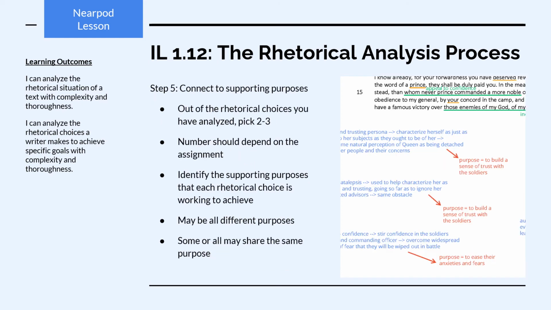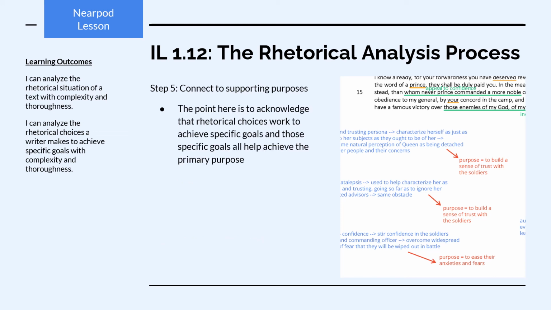Step 5, connect to supporting purposes. Out of the 5 or 6 rhetorical choices you've analyzed, whittle that list down to just 2 or 3. The number should depend on the assignment. What you want to do with those remaining 2 or 3 is identify the supporting purposes that each rhetorical choice is working to achieve. And you might have some rhetorical choices that are working to achieve the same purpose. There may be some overlap there, or they may all be looking to achieve different purposes.